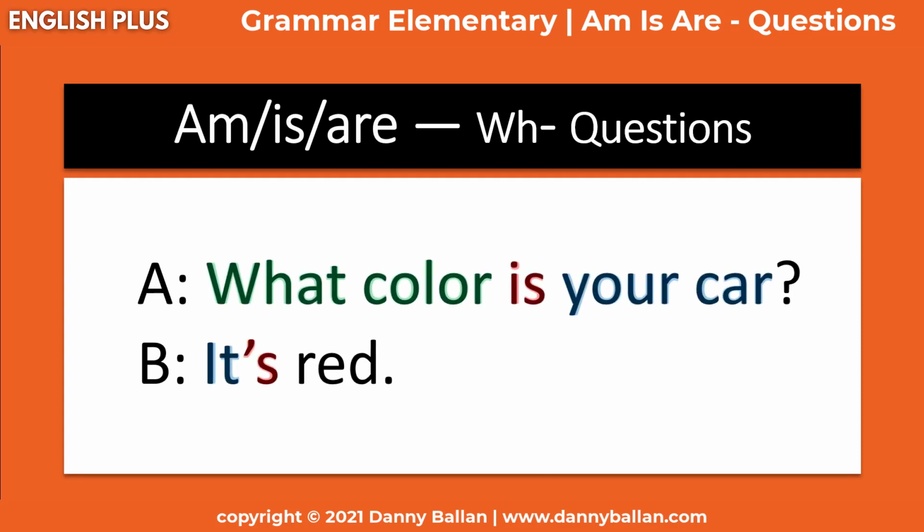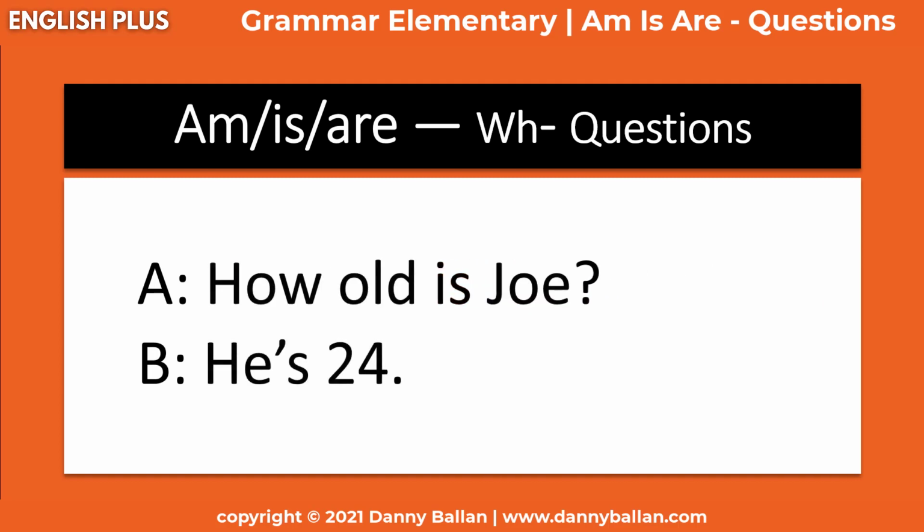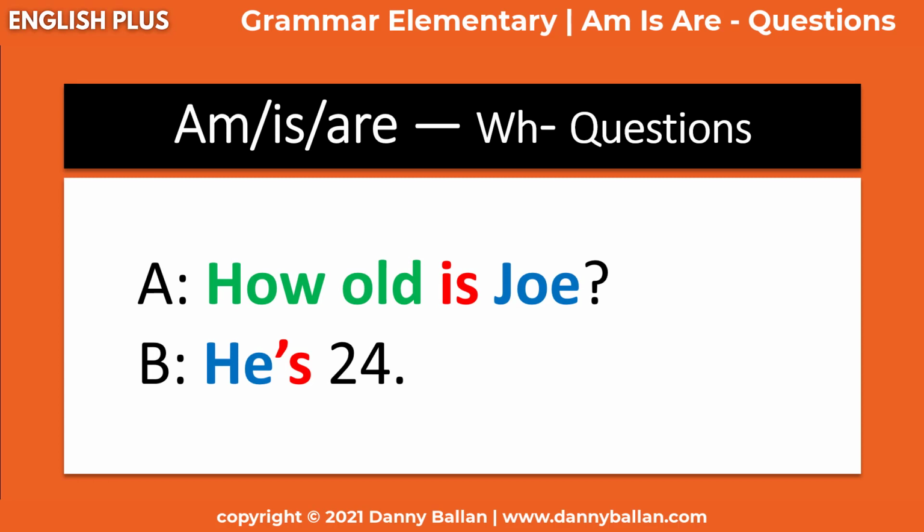So here, we didn't say what color your car is because that is not a question. We put verb to be before the subject, which is your car in this case. So what color is your car? It's red. And now for another example, how old is Joe? How old is Joe? Is comes before the subject, which is Joe in this case. How old is Joe? He's 24.